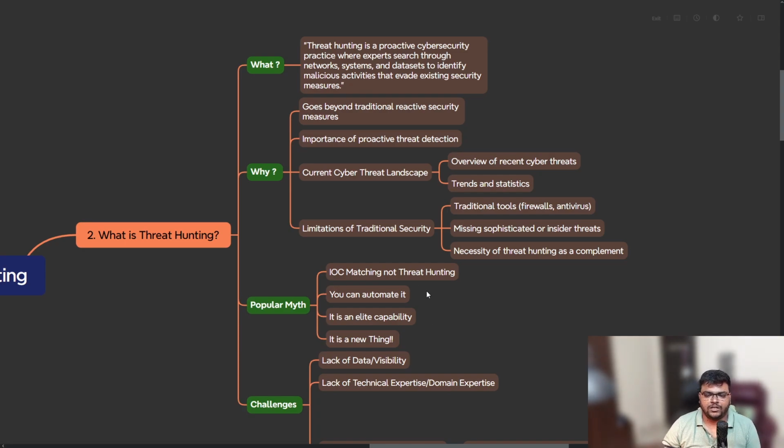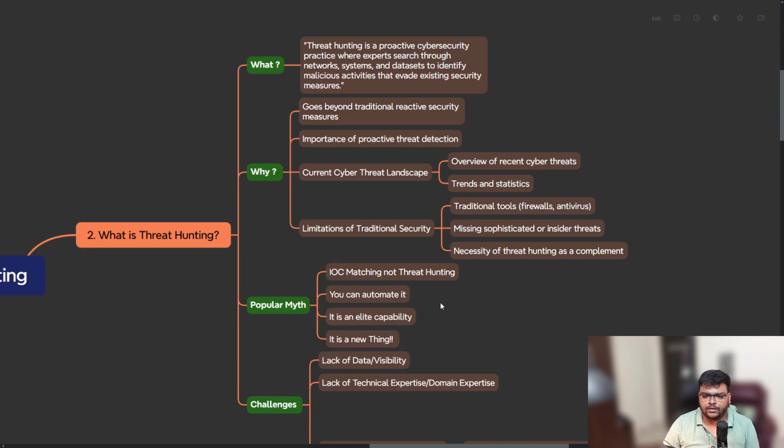Another very popular myth is that it's an elite capability. No, it's not. It's just an educated hypothesis that is being tested in your environment via analytics, and most probably your analytics is called a query. So what you're doing is basically writing a query to detect what is supposed to be a TTP. So it's not an elite capability. Anybody who knows the environment and understands threats can do it. Even your security analysts who are of L1 level can do it. It's just a matter of understanding how to execute this.